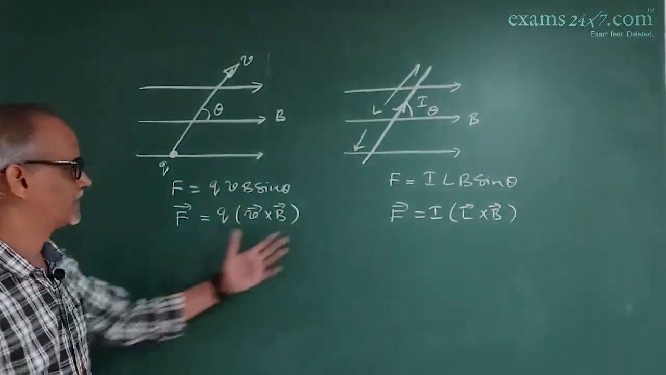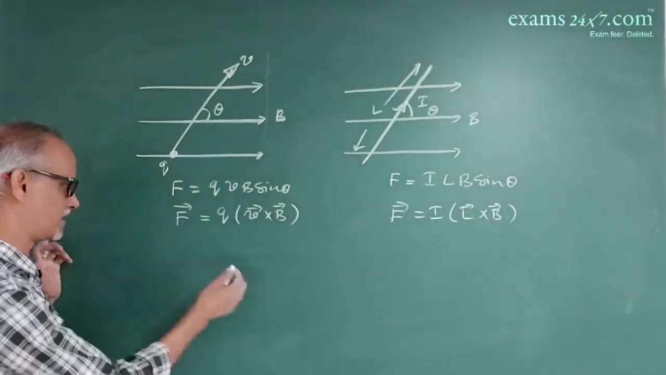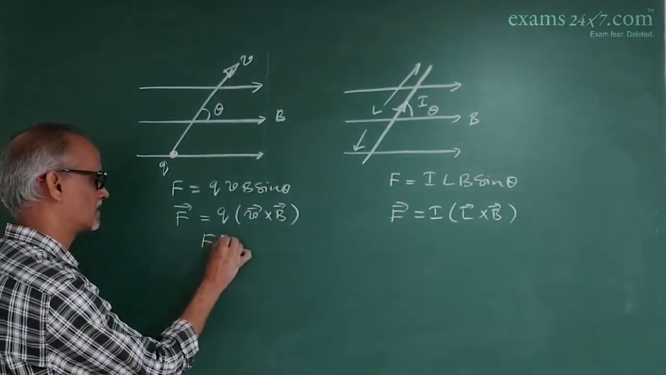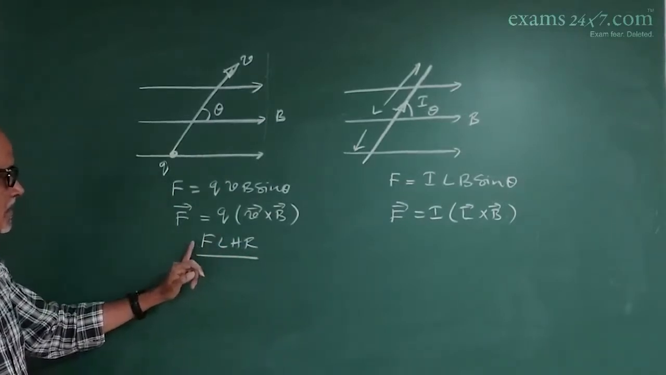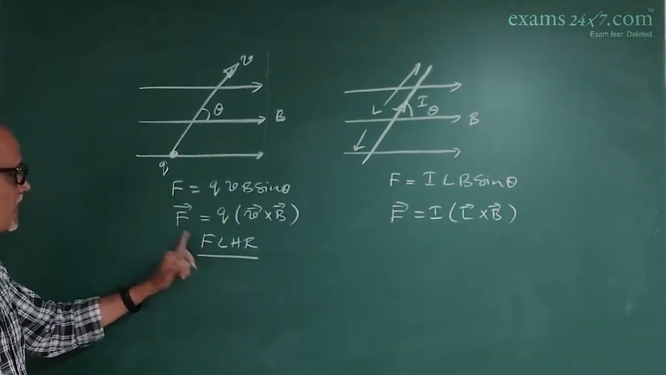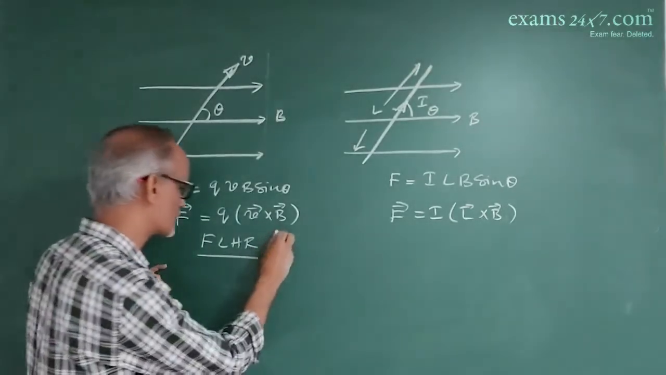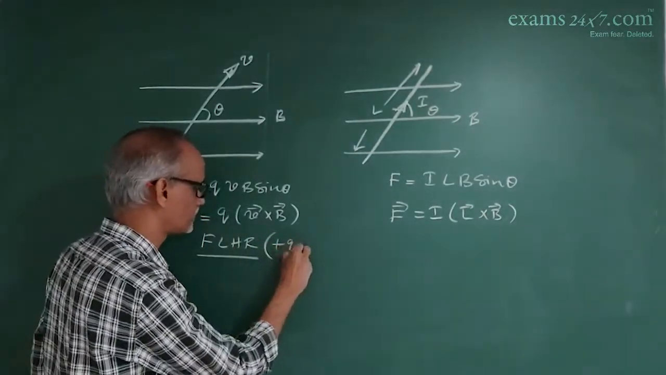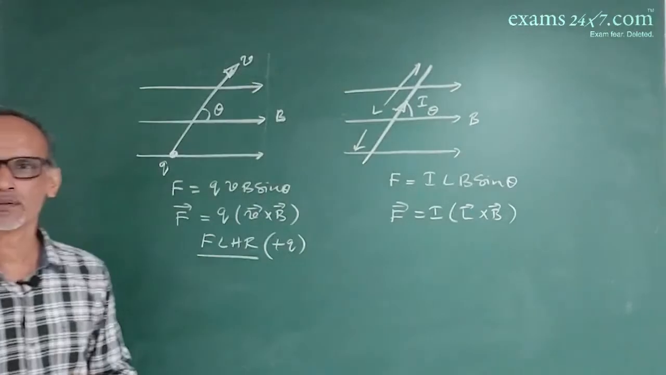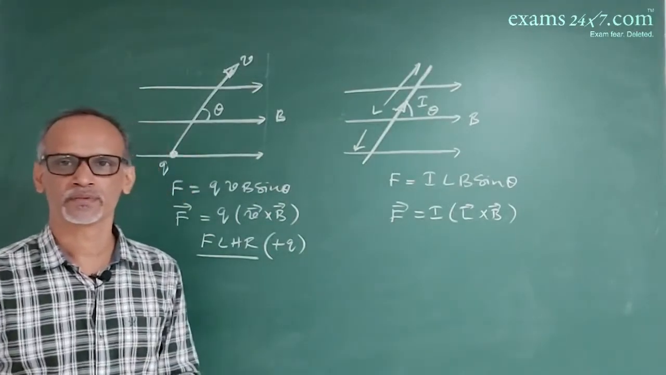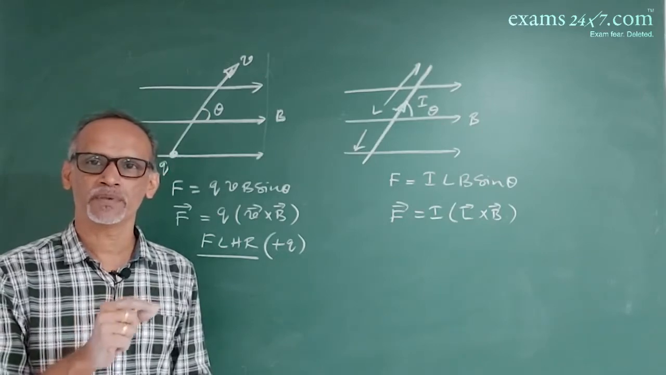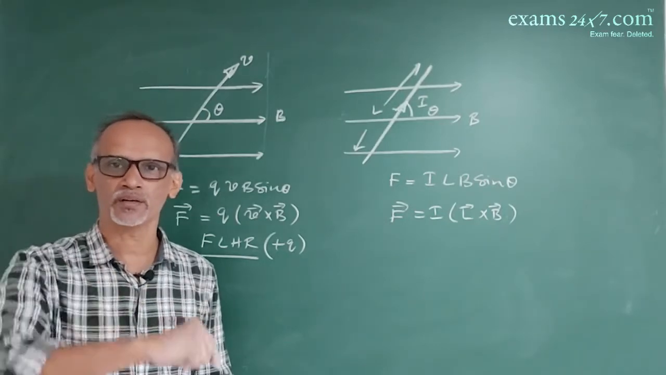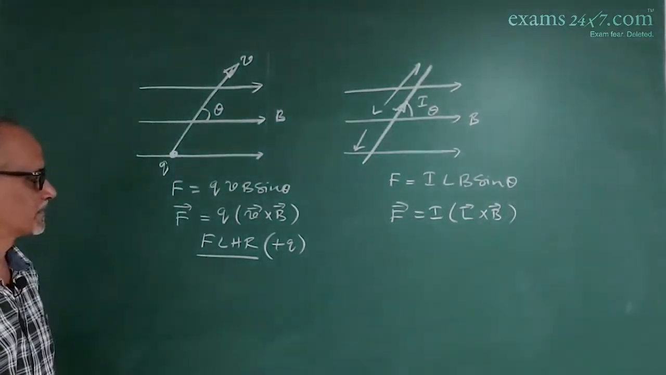The direction of the forces can be calculated using Fleming's left hand rule. This is used to find the direction of the force on a positive charge. If it is a negative charge, then the direction of the force will be along minus F vector, meaning exactly opposite of vector F.